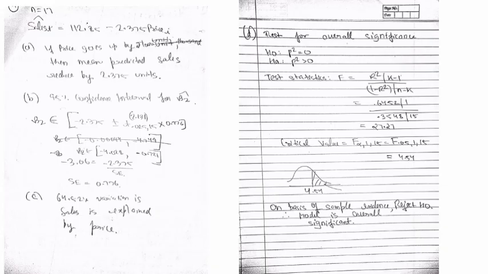So the interpretation is as follows, like if price goes up by rupees 1000, then mean predicted sales would reduce by 2.375 units. The confidence interval in second part can be calculated by using the simple formula that would be the beta 2 hat plus minus standard error into the t ratio value. The R square interpretation would be that 64.58% variation in sales is explained by price. Now hypothesis testing we have done using the usual formulas, you can check out in the solution.